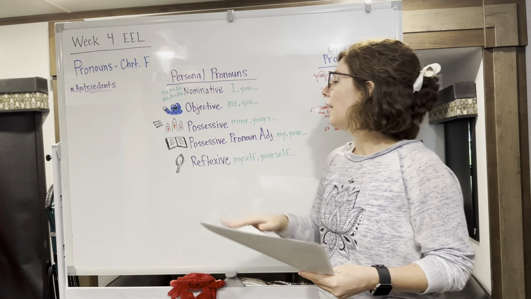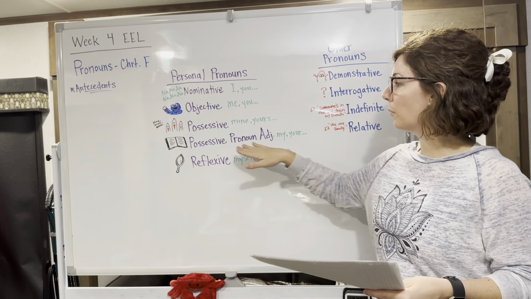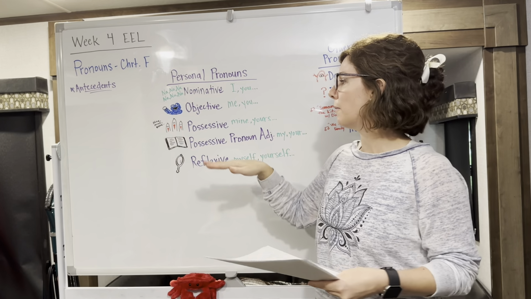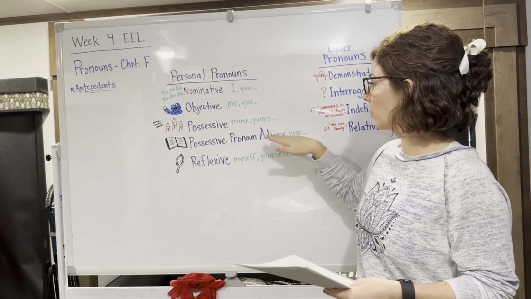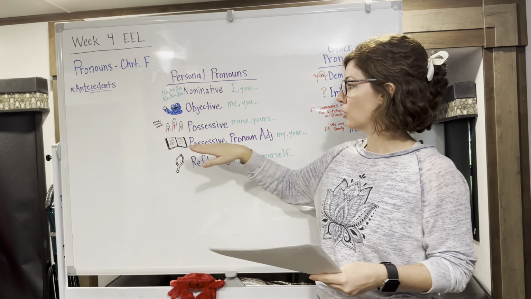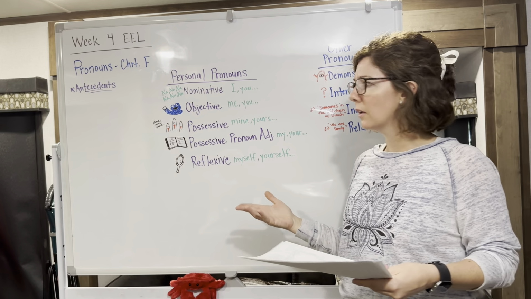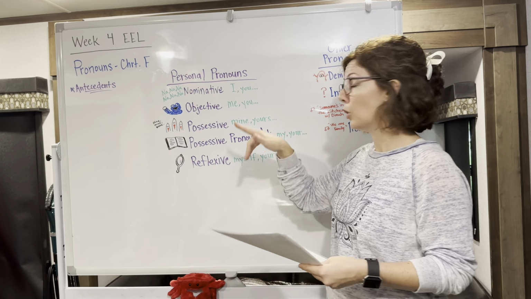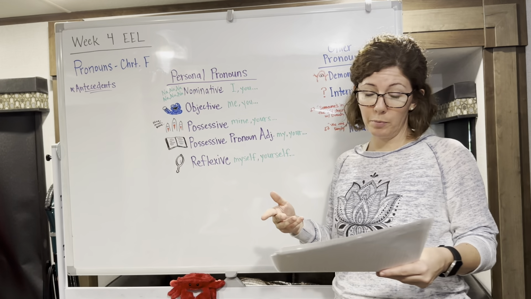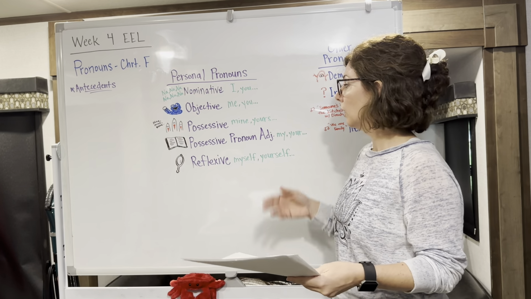And then the next personal pronoun, we have our possessive pronoun adjective. An adjective is going to describe, so this personal pronoun is going to be describing. It's my book. It's your book. Whose book is it? It's my book. My book, your book, his book, her book, its book, our book, your book, their book.